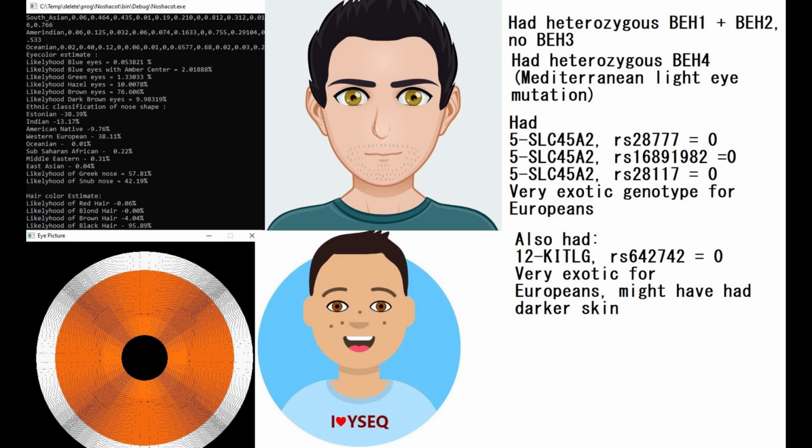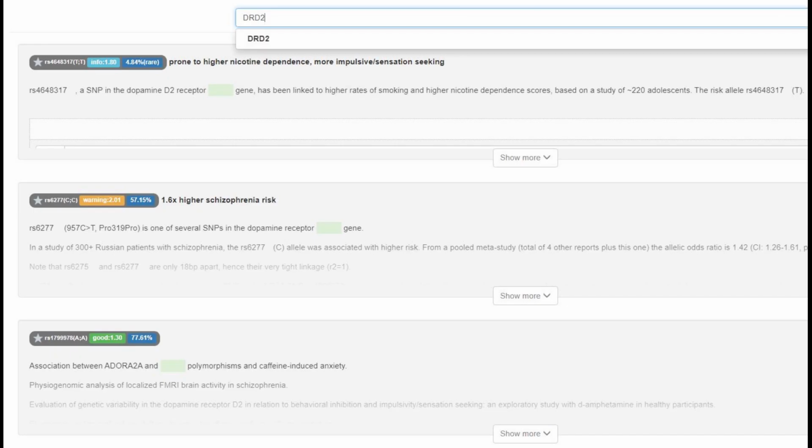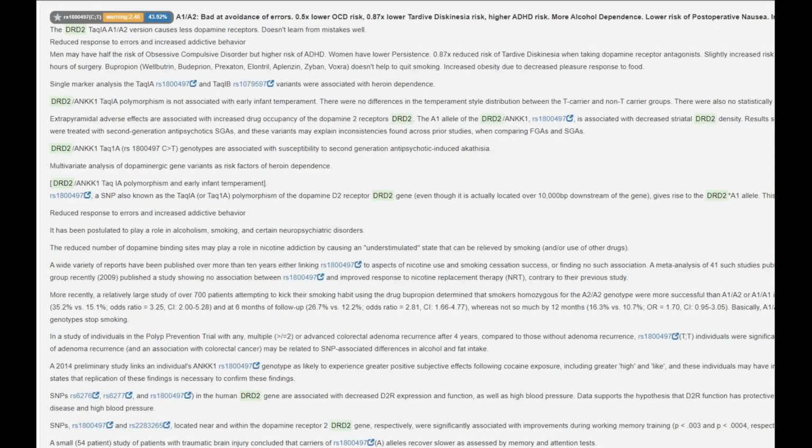He's predicted to have pretty much the same phenotype as the previous person. Brown eyes, dark hair, and perhaps even darker skin, because his genotype in KITLG is very exotic to me. His genotype in DRD2 was very fun to analyze for me, because he had pretty much the same genotype as me. He was also not a no-go learner, just like me, and he was also prone to higher nicotine dependence, and he had this genotype just like me.